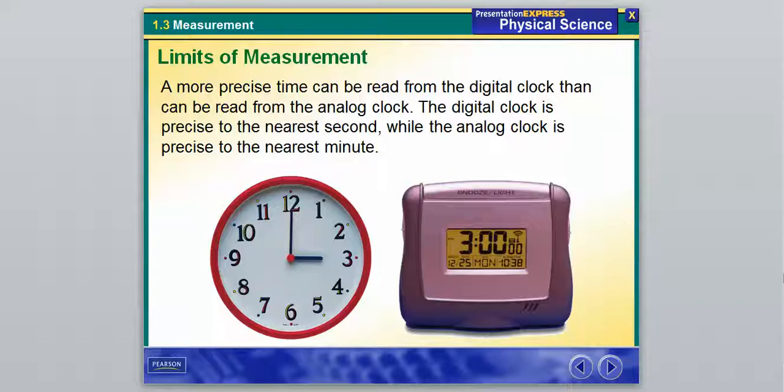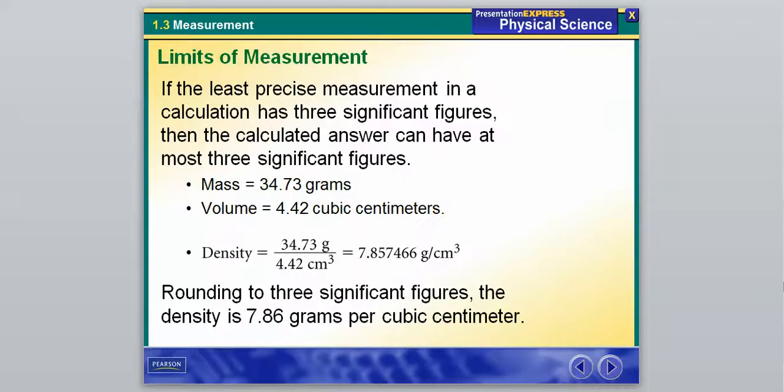They're going to give an example of how we actually have to work out some problems when we talk about significant figures and being precise. In our example, it says if the least precise measurement in a calculation has 3 significant figures, then the calculated answer can have at most 3 significant figures, which makes sense. We can't get more detailed if we don't have the exact measurement.